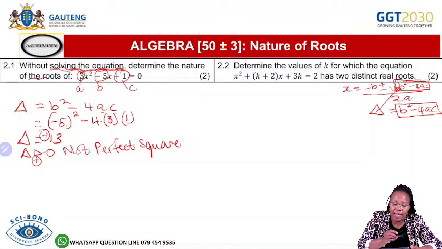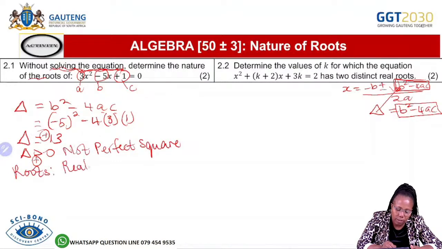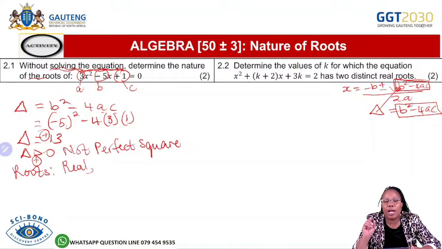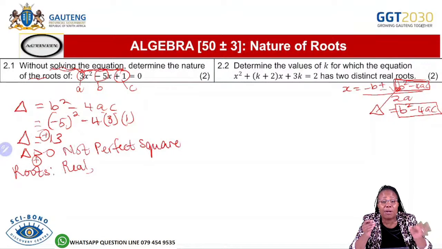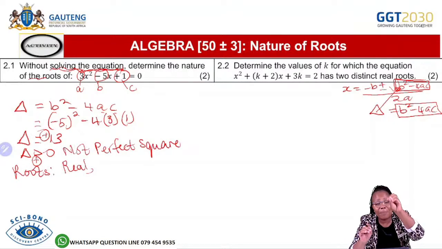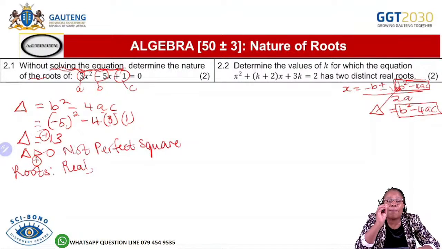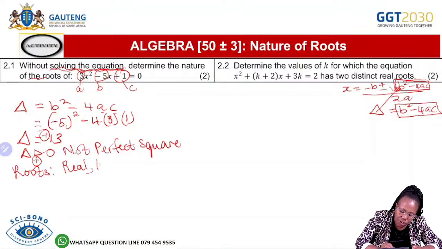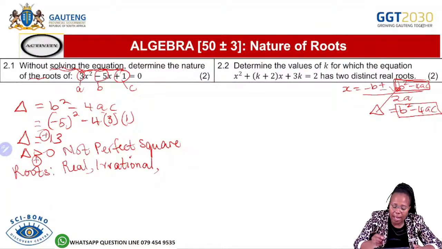So if that is the case, the nature of our roots will be real, yes, and irrational because it's not a perfect square. If it was positive 25, remember it's 5 squared, therefore it will be a perfect square and the roots will be rational. But in this case, because it's a positive number which is not a perfect square, the roots will be irrational, and then unequal.